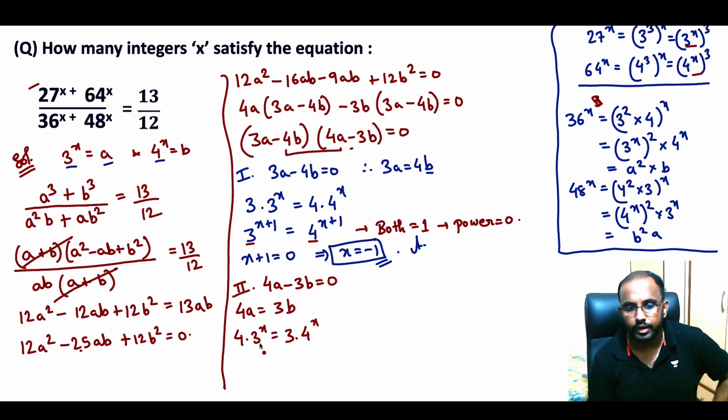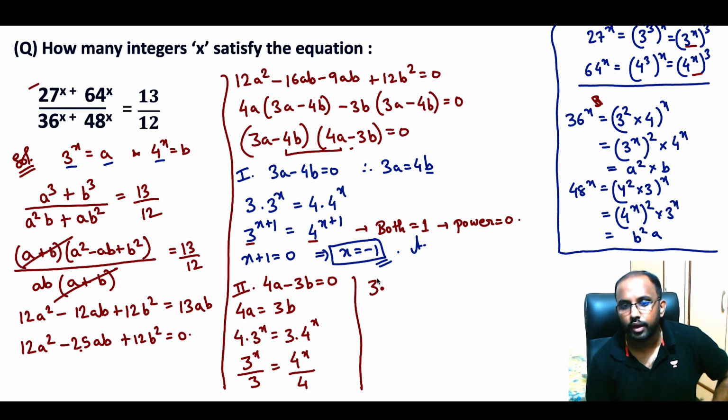So how we can write here is, arrange it, divide by 3: 3 raised to x by 3 is equal to 4 raised to x by 4, divide by 4. Okay. Now this will become actually 3 raised to x minus 1 is equal to 4 raised to x minus 1.